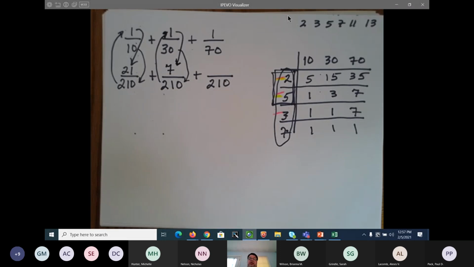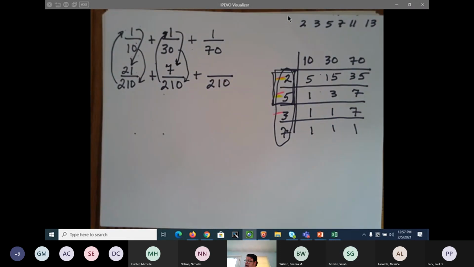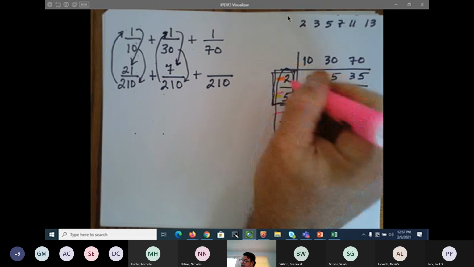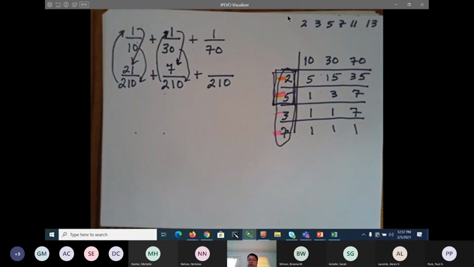And how many times will 70 go into? Well, mark out 70. 70 is 10 times 7. 3 times. 3 times 1 is 3.